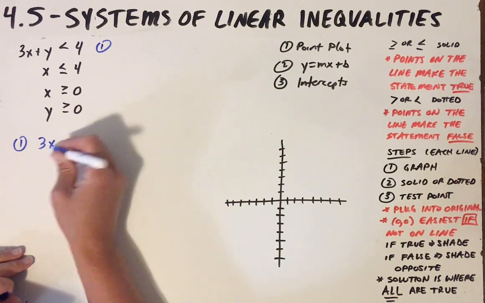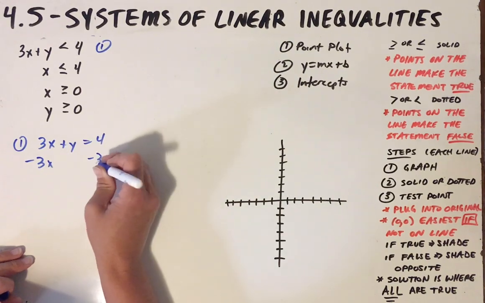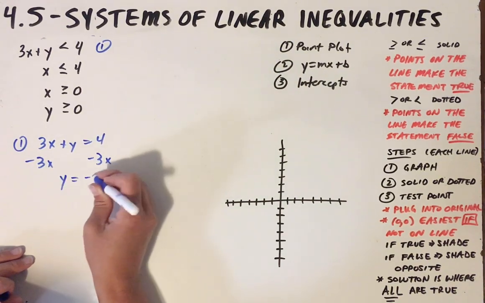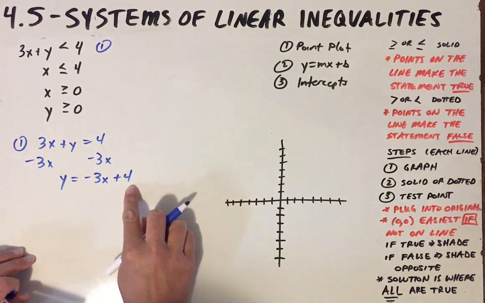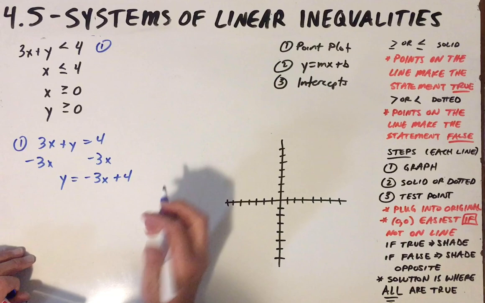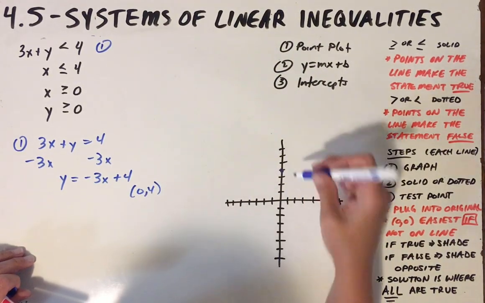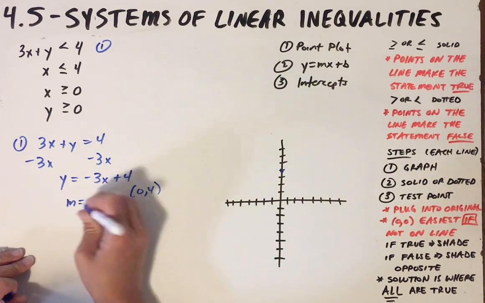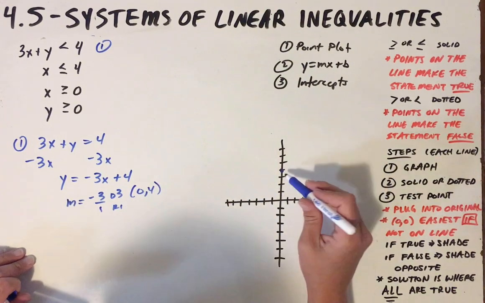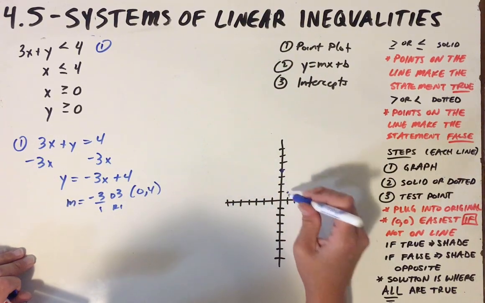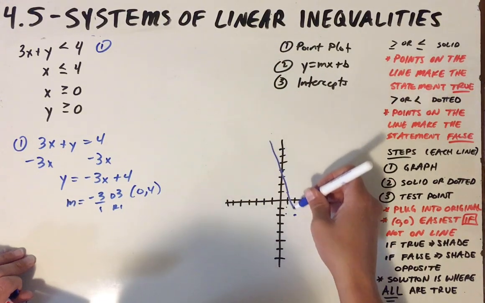So we've got 3x plus y is equal to 4. I'm going to subtract the 3x, and y is equal to -3x plus 4. That means that I intersect the y-axis at the point (0, 4). 1, 2, 3, 4. And from there, my slope says that I'm going to go down 3 for every one I go right. So from here, I'm going to go down 1, 2, 3, and right 1.